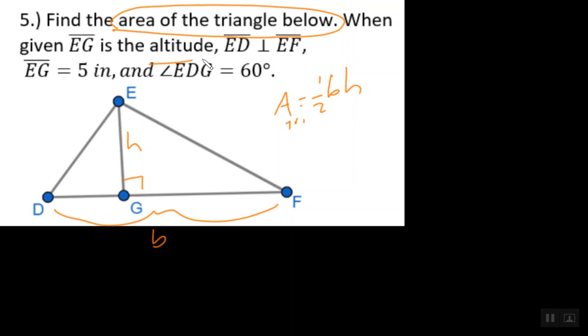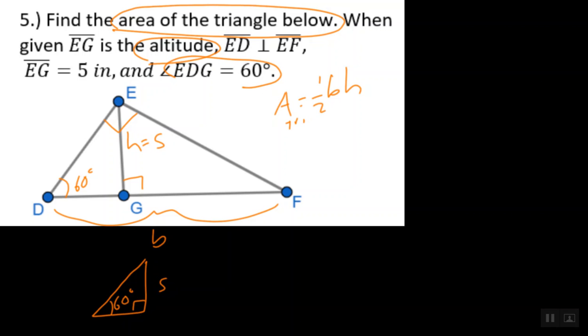Okay, so we're probably going to use the geometric mean, and ED is perpendicular to EF. Perfect. And we know that EG is 5, and EDG, this right here, will be 60 degrees. Okay, so how does that help us out? Well, the cool thing about 60 degrees is we know we actually have a special right triangle. So here's my special right triangle, and there's my 60, and I know that that's 5.